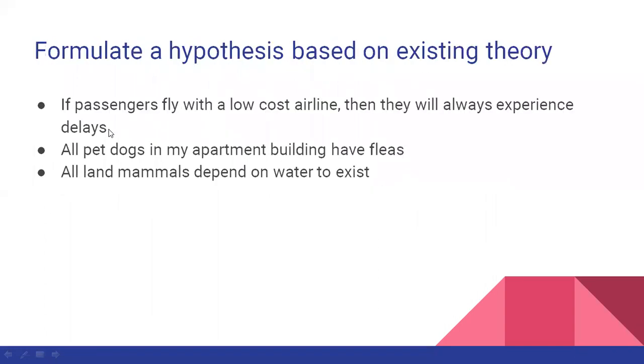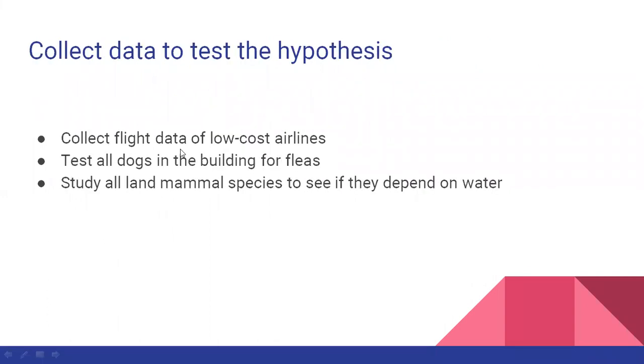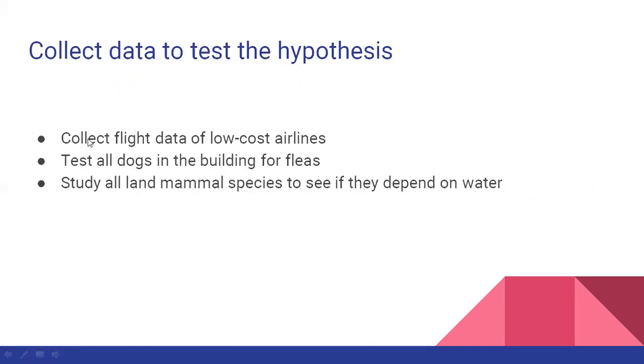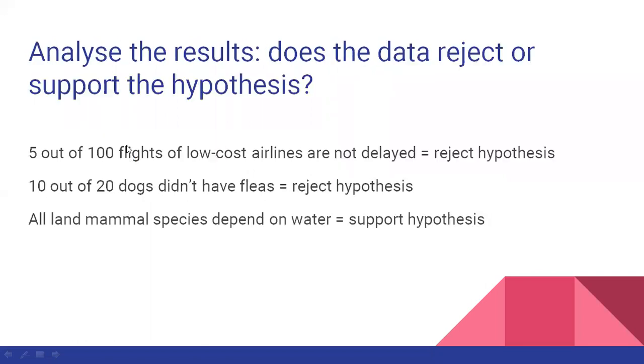So for the first one, we have to collect flight data of low-cost airlines. Then for the second, test all dogs in the building for fleas. And for the third, study all land mammal species to see if they depend on water or not. So this data you have to collect. Now, if you have collected data and checked it, then the last stage is to analyze the results. Does the data reject or support the hypothesis?